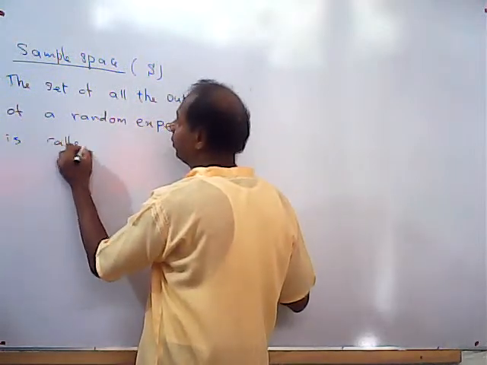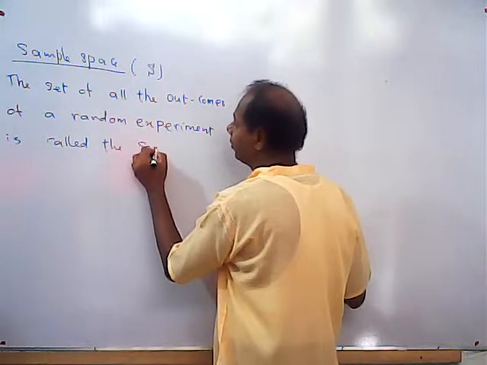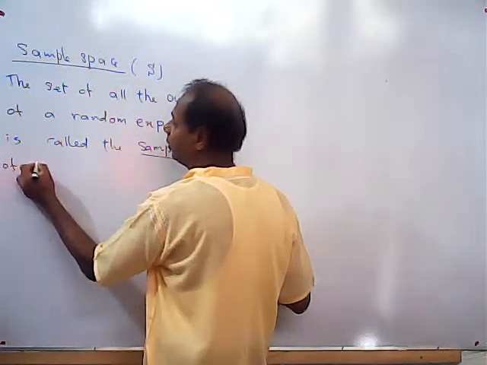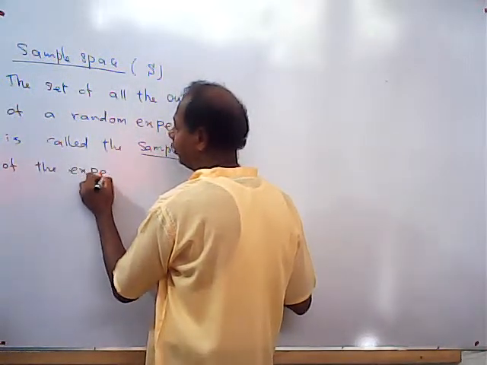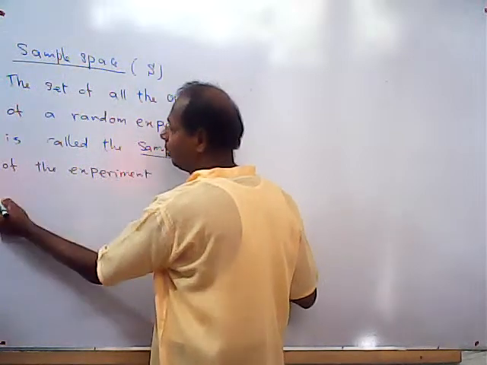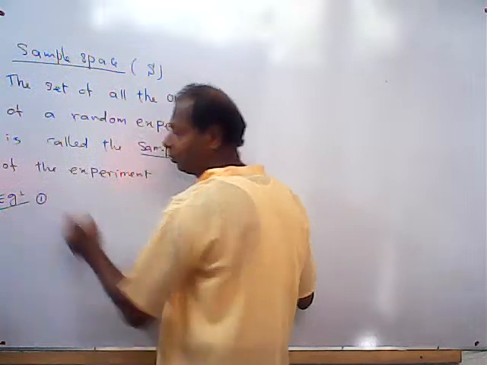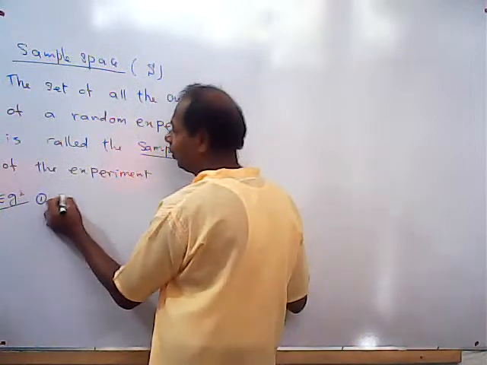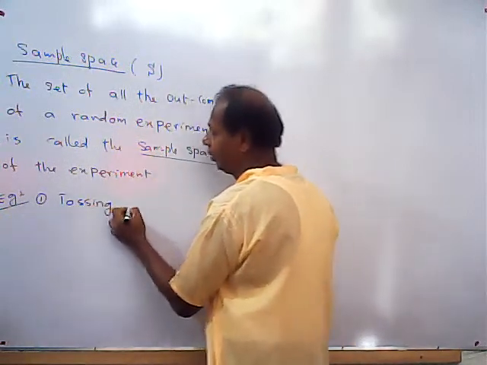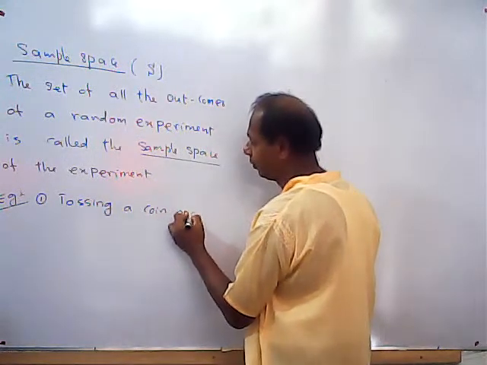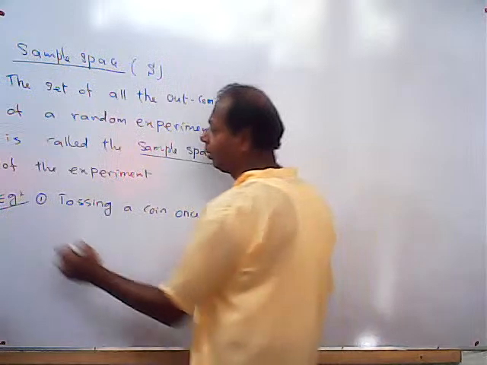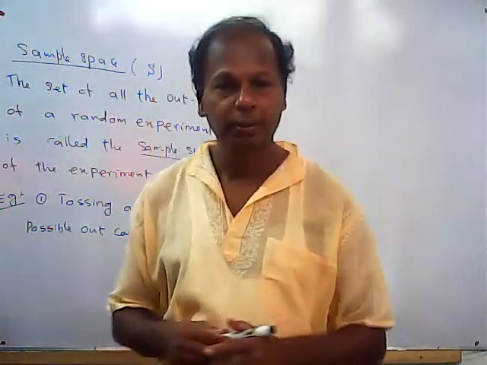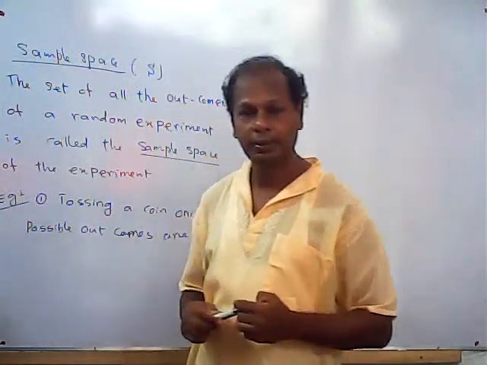is called the sample space. Sample space of the experiment. Examples: tossing a coin once, a normal coin once. So the possible outcomes are turning head, turning tail.